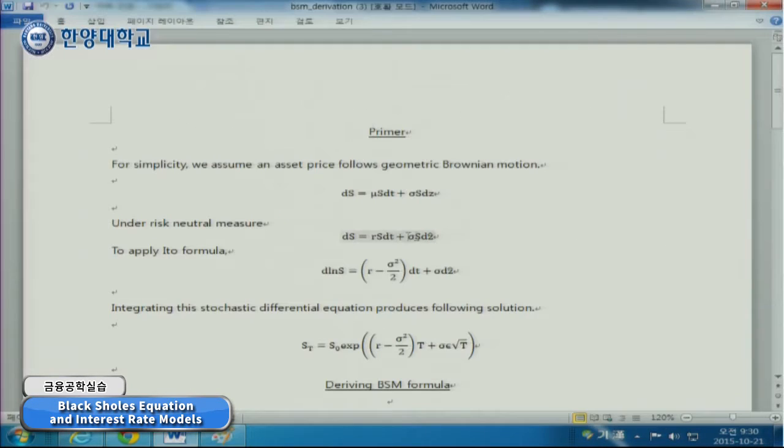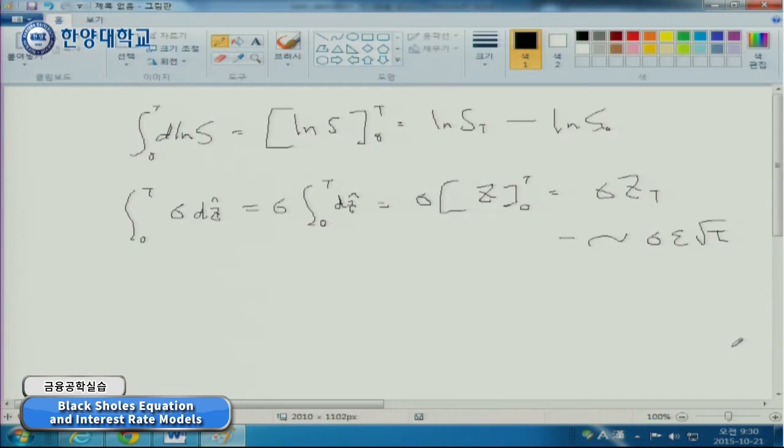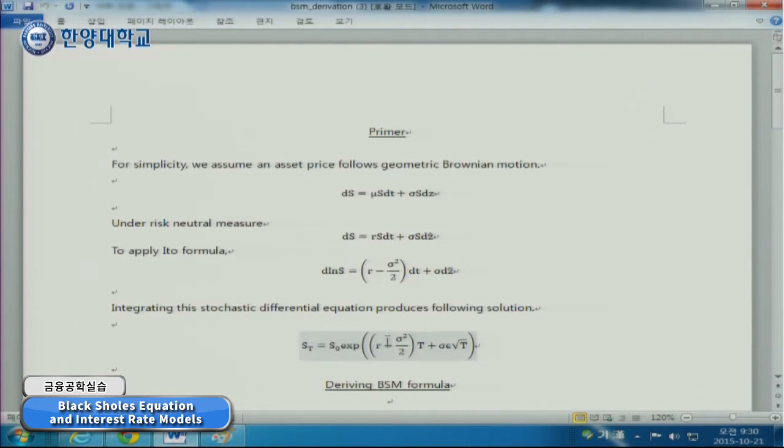And this term is easy, right? It is just big T. Integrate this one, then it becomes this one. Okay? And then we plug this one over here, so we have ln S_T equals this, and we take the exponential of each side, because we have a log, and then we have this one.